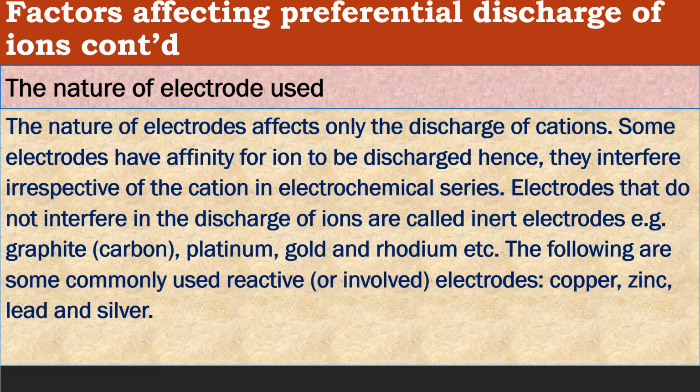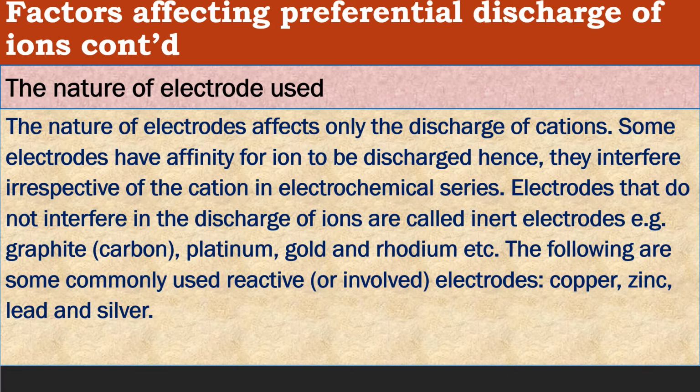The nature of the electrode used will be the determinant factor of the cation that will be discharged at the cathode. And so if electrodes that have affinity for one ion or the other in that particular electrolysis are used, it will interfere, and it will be the one that will decide on the type of cation that is going to be discharged without making reference to their position in the electrochemical series.